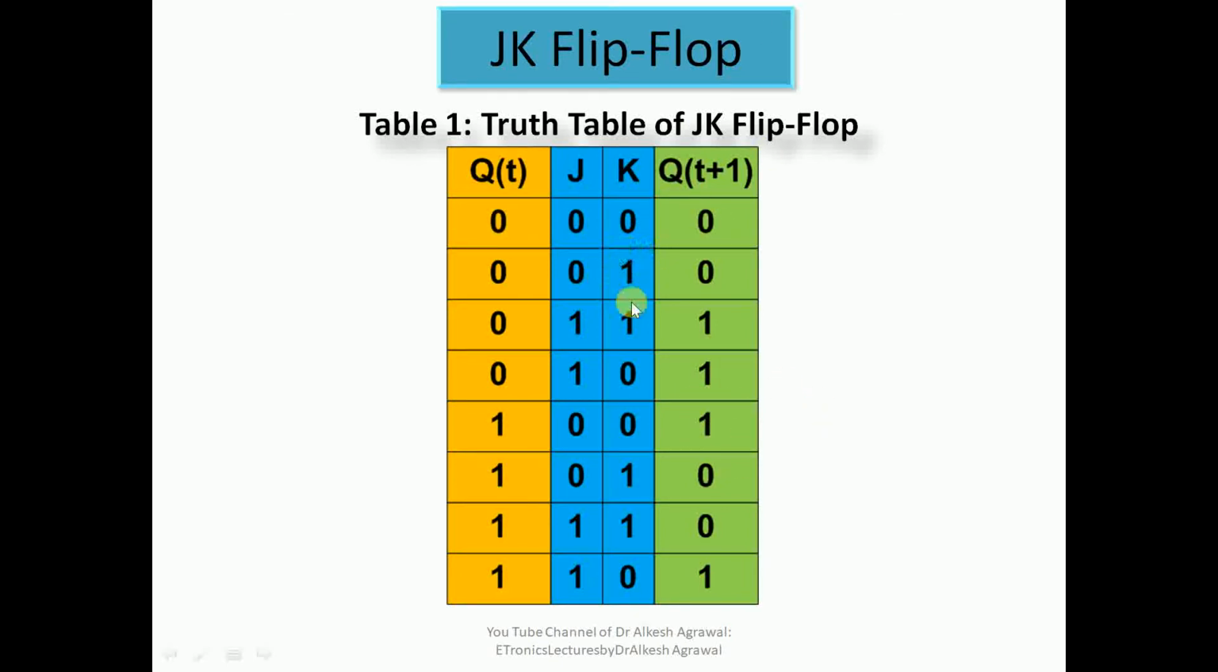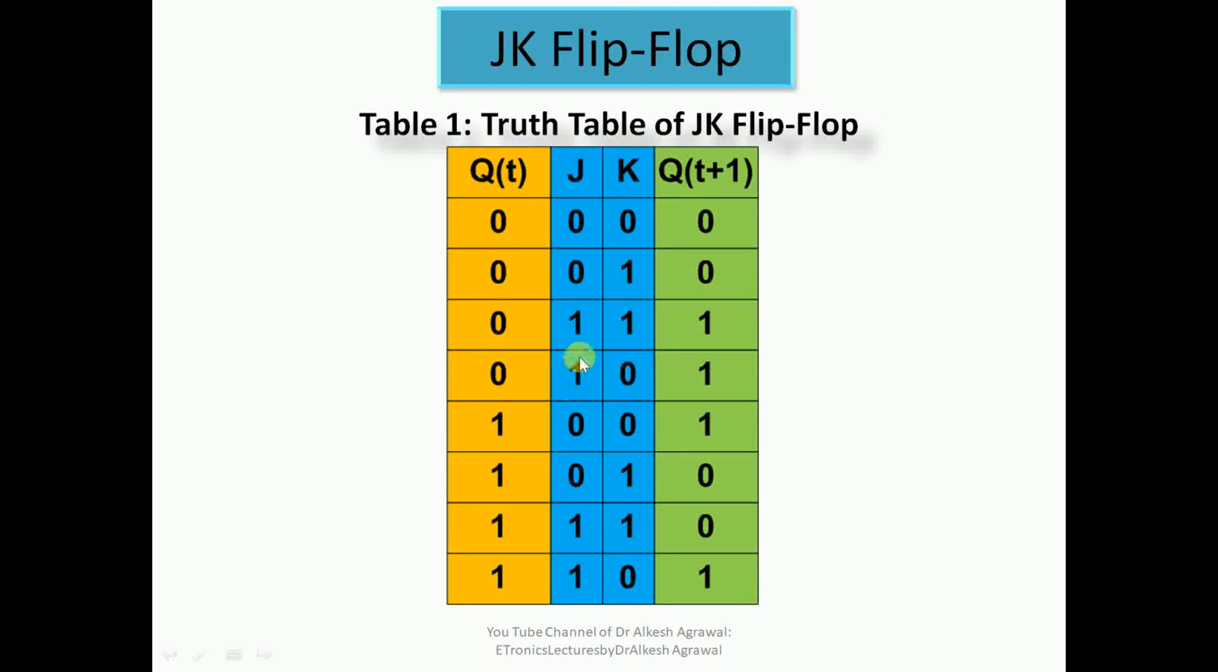Now when K is activated, the output is 0, whether the present output is 0 or 1. If the present output is 1 and K is activated, the next output is 0. So in both conditions, whether the present output is 0 or 1, if K is activated, the next output is 0. This is the second condition.